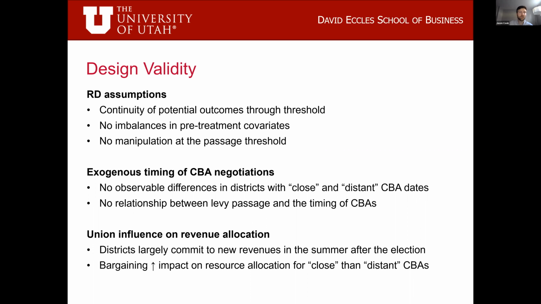And I'll show you results that districts are largely committing their new revenues in the summer after the election, so that the funds are available for those close districts. It's available to be allocated. So when they're doing collective bargaining, they do have the money available. And they're also spending that money right away. So by the time the distant ones come, there's just less on the table that hasn't been committed to different avenues already. And we show that the bargaining has a different impact on the way money is spent for close and distant districts, even though they're observably similar in other ways.